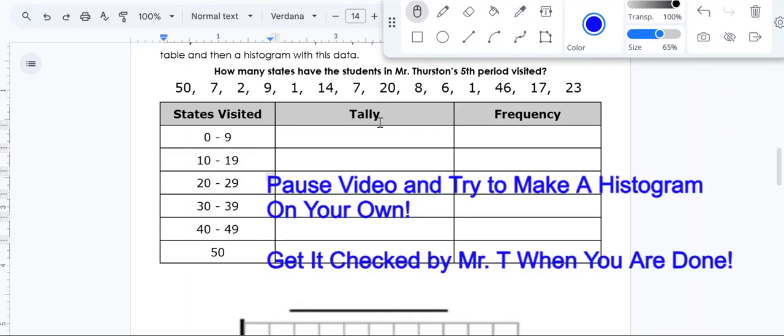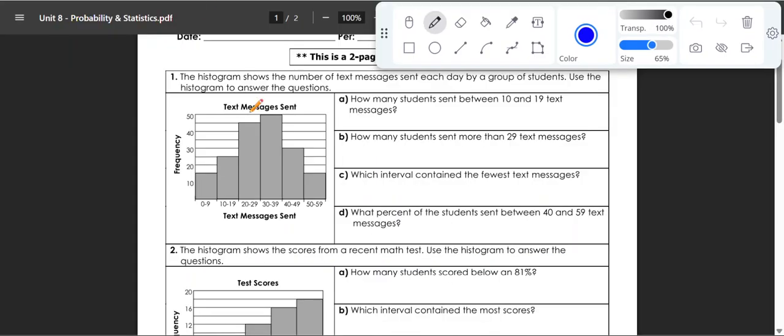So pause the video, try and do this tally chart, this frequency chart, and make the histogram on your own. Get it checked by me when you are finished. Okay, the next important thing about histograms is you have to learn how to interpret them, how to read them, right? So let's try some of these.